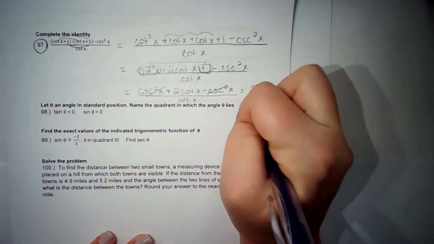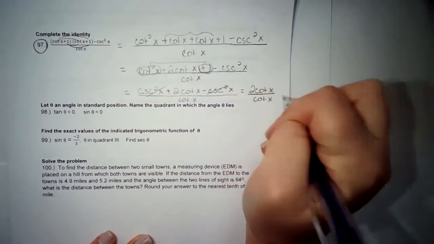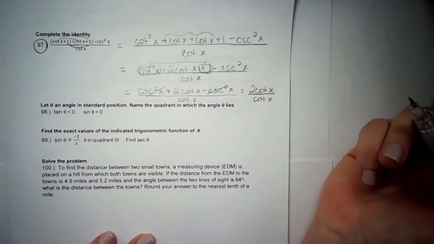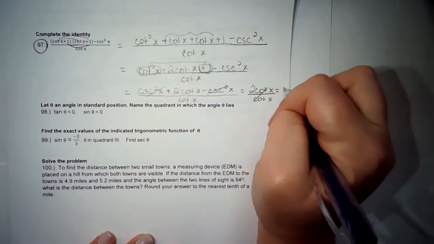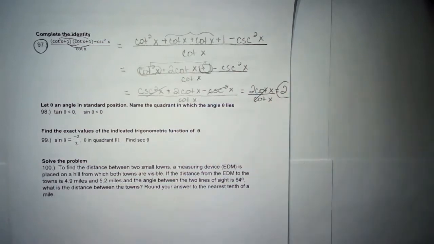I've got 2 cotangent x over 1 cotangent x. What goes away now? The cotangent x. What are we left with? A nice 2. Okay, so FOIL it out. I think that's pretty intuitive. The big step is remember to use that Pythagorean identity. That's what's going to really make it kind of fall apart and give you what you want, which would be a nice whole number.